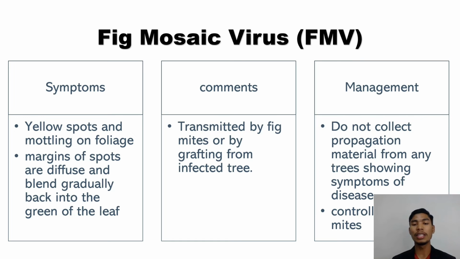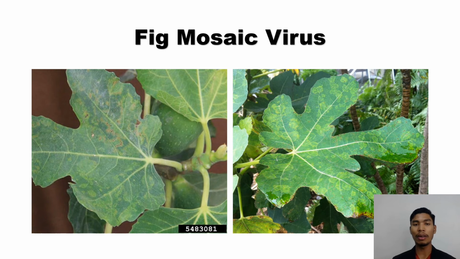Common, it is usually transmitted by fig mites or by grafting from infected trees. And usually how we manage this, we do not collect propagation materials from any trees showing symptoms of the disease, and we control all the fig mites. This is an example of fig mosaic virus invading the fig trees.